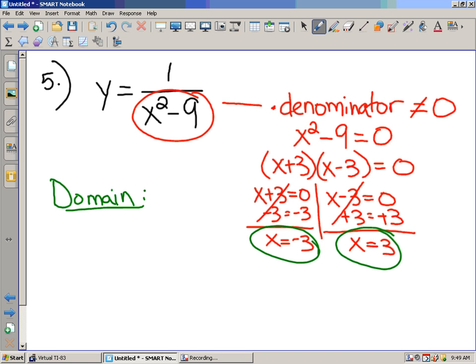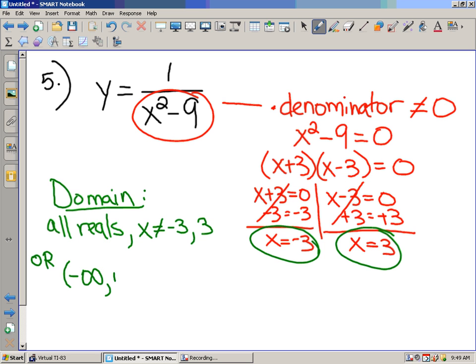what's the domain of this? Yeah, the domain is all reals, comma, x cannot equal negative 3 or 3. Another way that you could have written this or seen it is that everything from negative infinity to infinity will work, except that x cannot equal negative 3 or 3. You also could have written this out in words, as someone has suggested, that x can equal all real numbers, except that x cannot equal negative 3 or 3. If you wrote that as a sentence, that would also be okay as well.